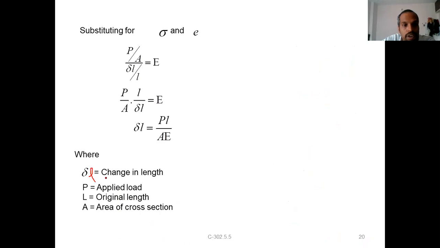So it is delta L. Delta L is the change in length, P is the applied load, L is the original length, and A is the area of cross section. So using this formula, we have to calculate the change in length. Delta L is equal to PL by AE.